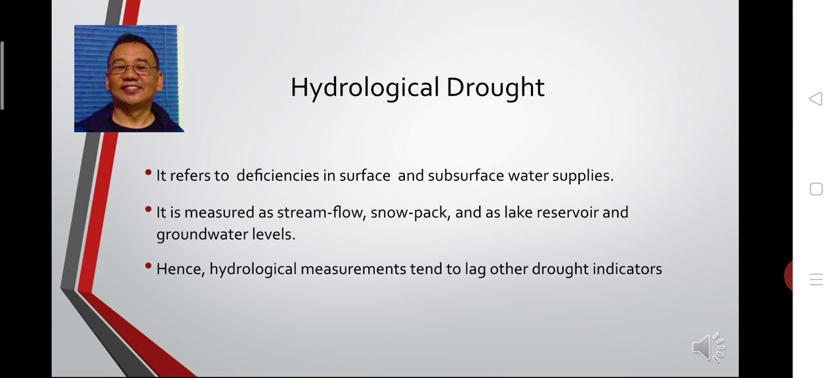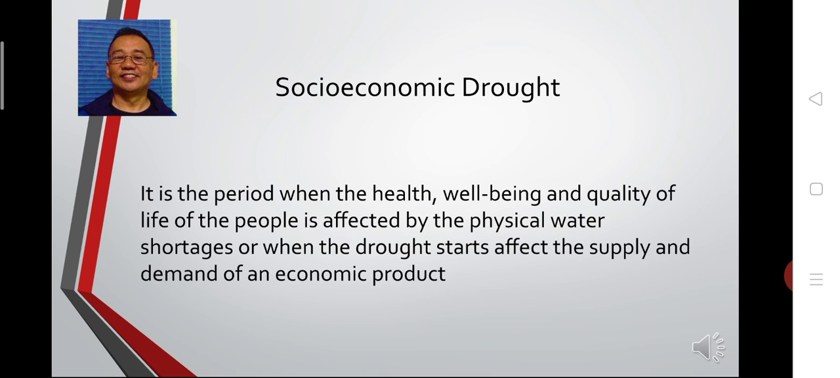Okay, ito yung mga hydraulical water. Yung water deep inside the earth, okay, or land. Hence, hydrological measurements tends to lag other drought indicators. Okay, this is very interesting kasi has to do with effect lang to ng natural.